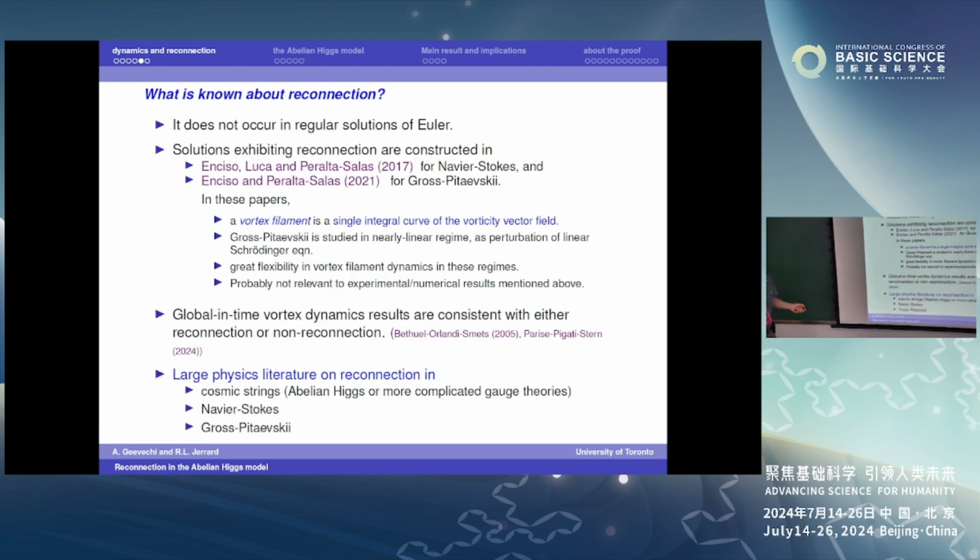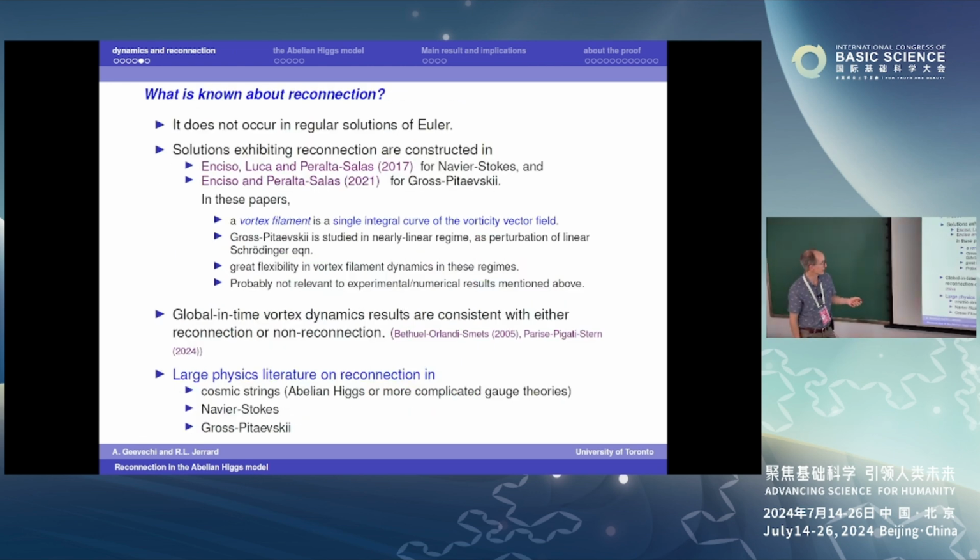Okay, and so what's the reconnection? It definitely does not occur in regular solutions of Euler. This is a consequence of the first thing you learn in a fluid dynamics class, the transport of Euler vortex filaments by the flow. As for solutions exhibiting reconnection, there are two very interesting papers of Enciso and Peralta-Salas, one of them joint with Luca, in which they construct something like vortex reconnection. This is a different regime from the one I'm interested in.